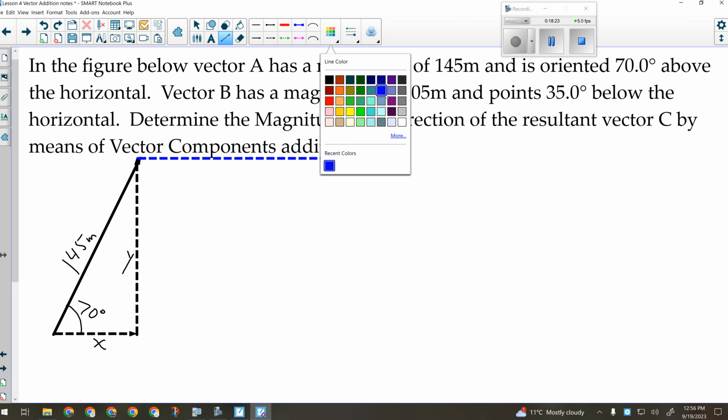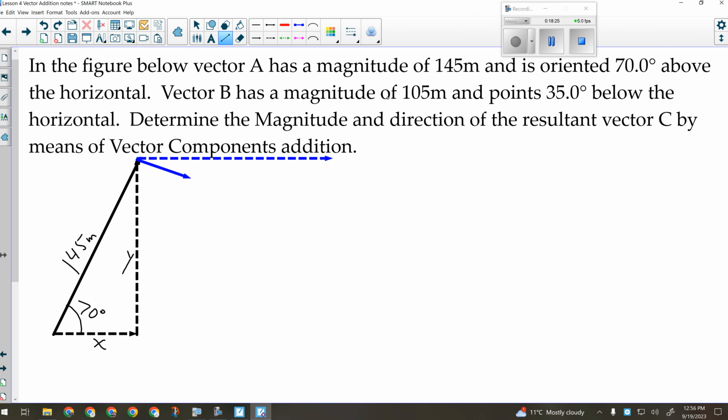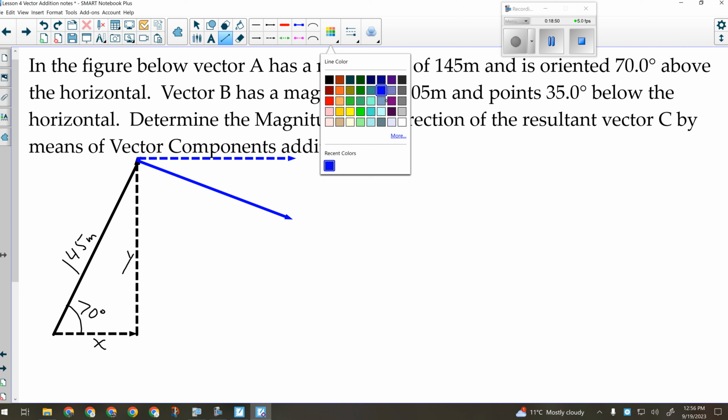Okay, 35 degrees below the horizontal. And it's only 105 meters, so I should probably make it a bit shorter. I think I made that too long. I'm just going to shorten that up a little bit. Now, normally, guys, I do not take this kind of time and care when drawing a vector diagram. It's just the first one, so I want to make it really neat for you.